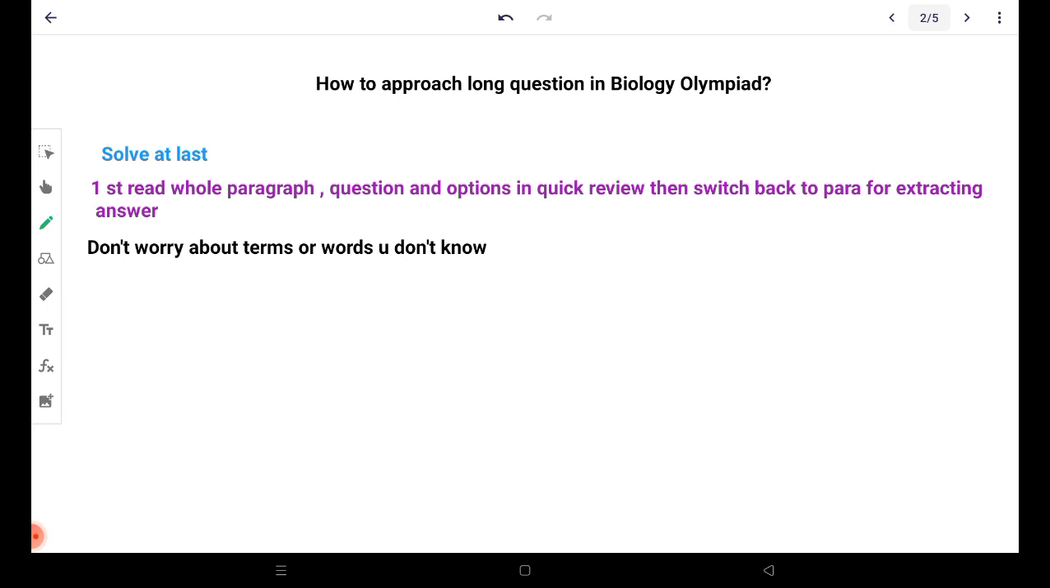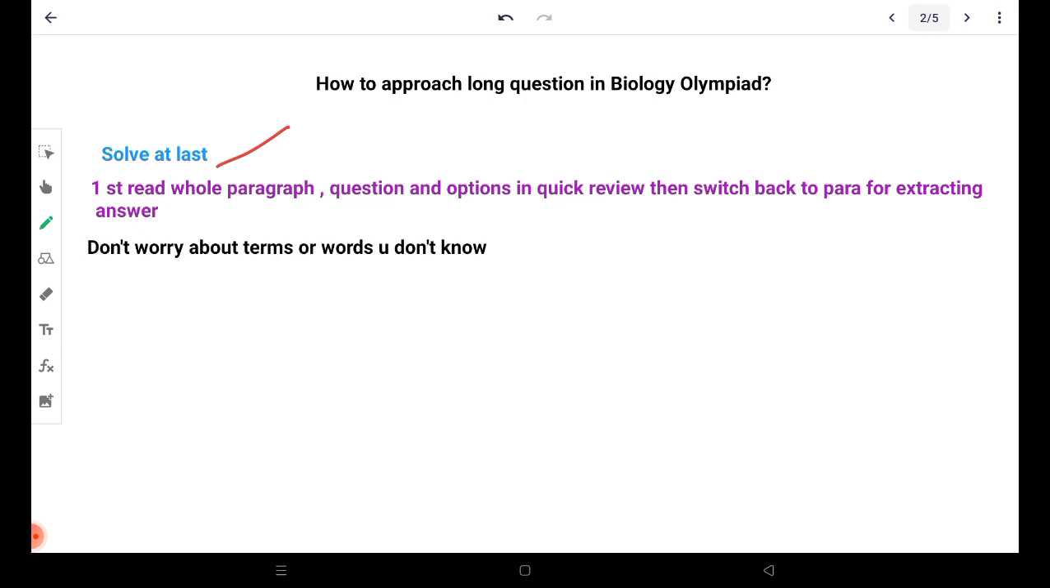But in most cases, if you have basic knowledge or information about that particular question, you can easily extract the answer. For solving any IOQB long type questions, I will suggest some tips. First thing, you must solve these questions at last. You don't have to solve the questions by seeing that it is of 2 marks or 3 marks, and solve this early so that it will give you good marks.